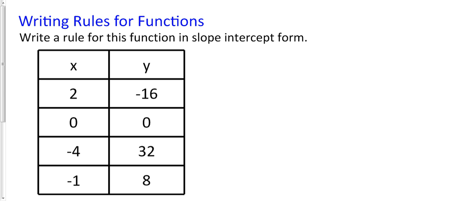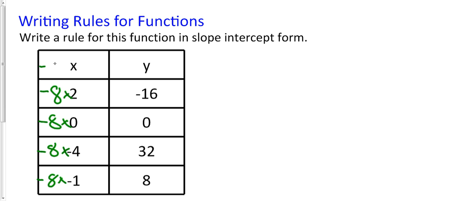So I don't have that same pattern as in the earlier example. But I do notice that all of these values in the y column are all multiples of 8. And specifically, I see, well, if I take a -8 and I multiply that by 2, I get -16. If I took a -8 and multiplied it by 0, I'd get 0. -8 times -4, positive 32. And -8 times -1 is 8.